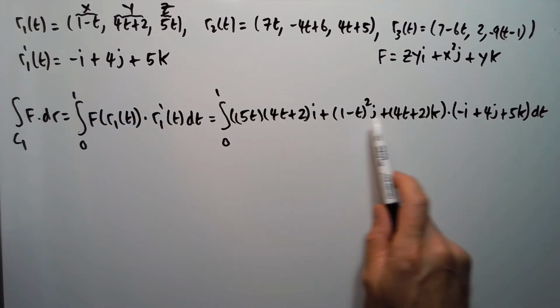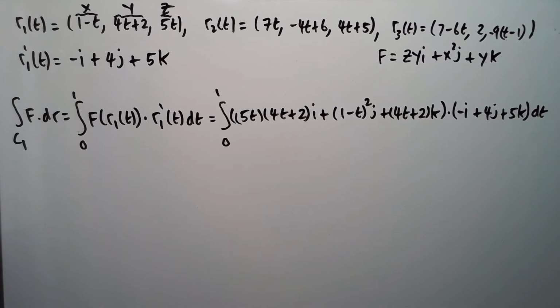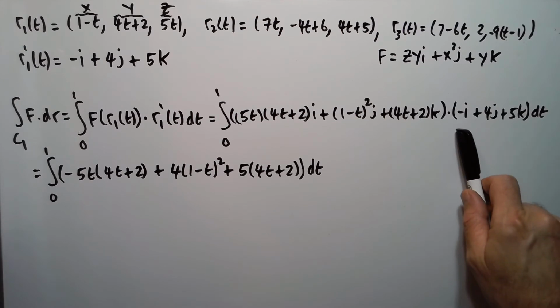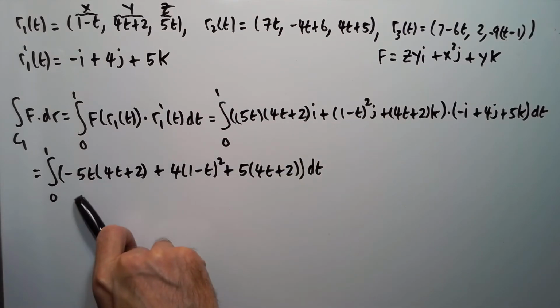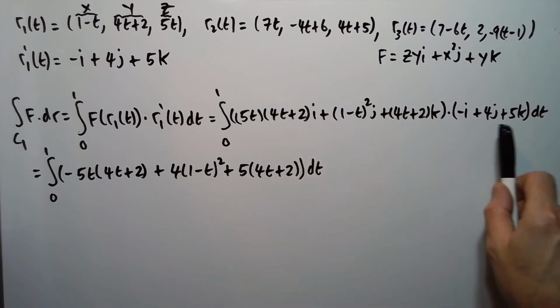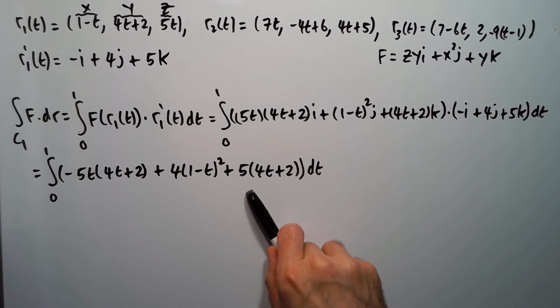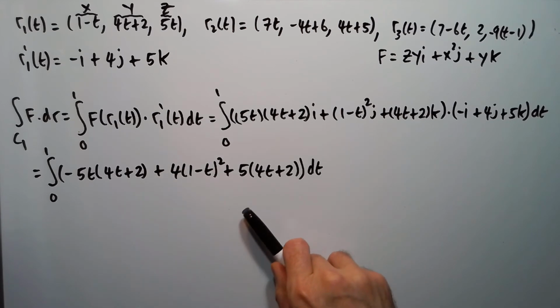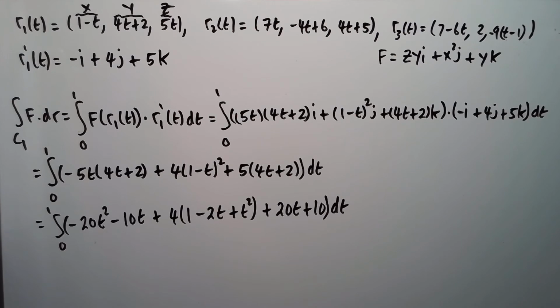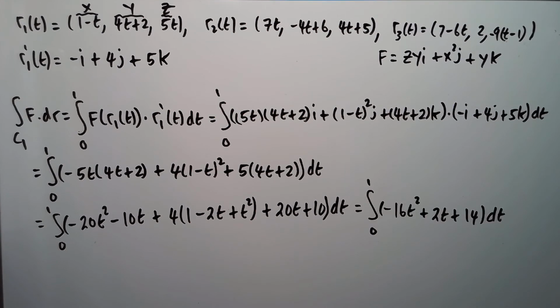So let's do this dot product now. Let me write down here. So doing a dot product, it'll be negative 1 times this guy, so it'll be negative 5t times this stuff, 4 times this, and 5 times this. Okay, so let's multiply this out and combine like terms. So multiplying it out, we get this. And now let's combine like terms. We get this, combine like terms, you can check.